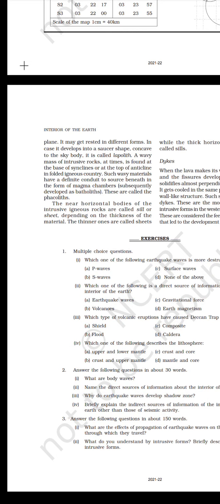The near horizontal bodies of the intrusive igneous rocks are called sill or sheet depending on the thickness of the material. The thinner ones are called sheets while the thick horizontal deposits are called sills.